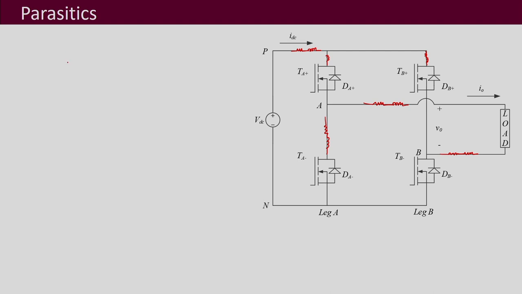One parasitic I already told you is the parasitic resistance and the parasitic inductance, which we call RP and LP. These are associated with your busbar structures or your PCB traces.